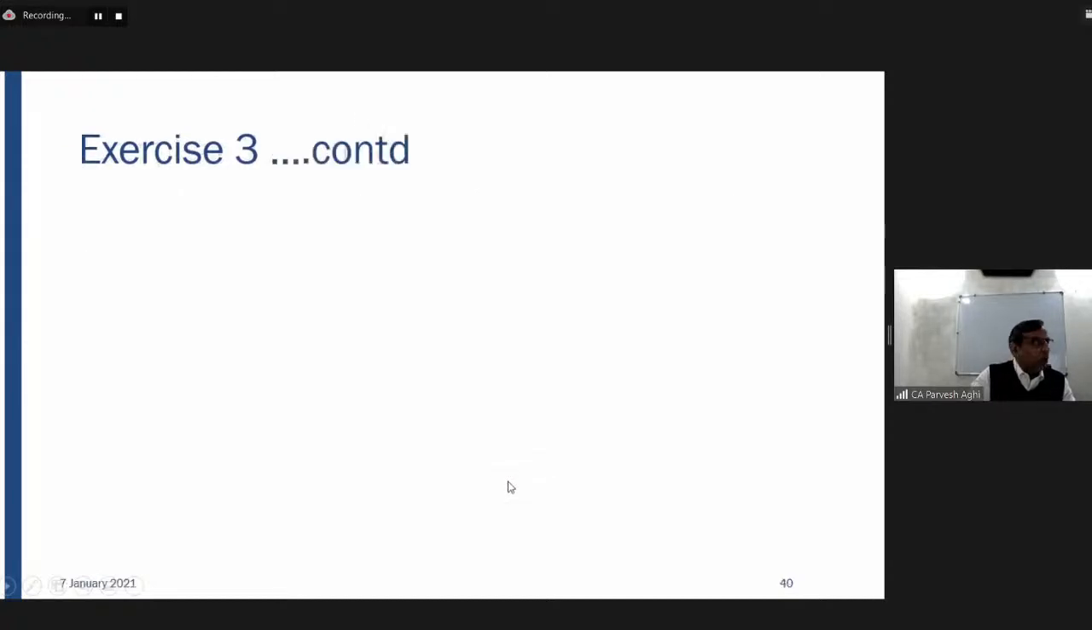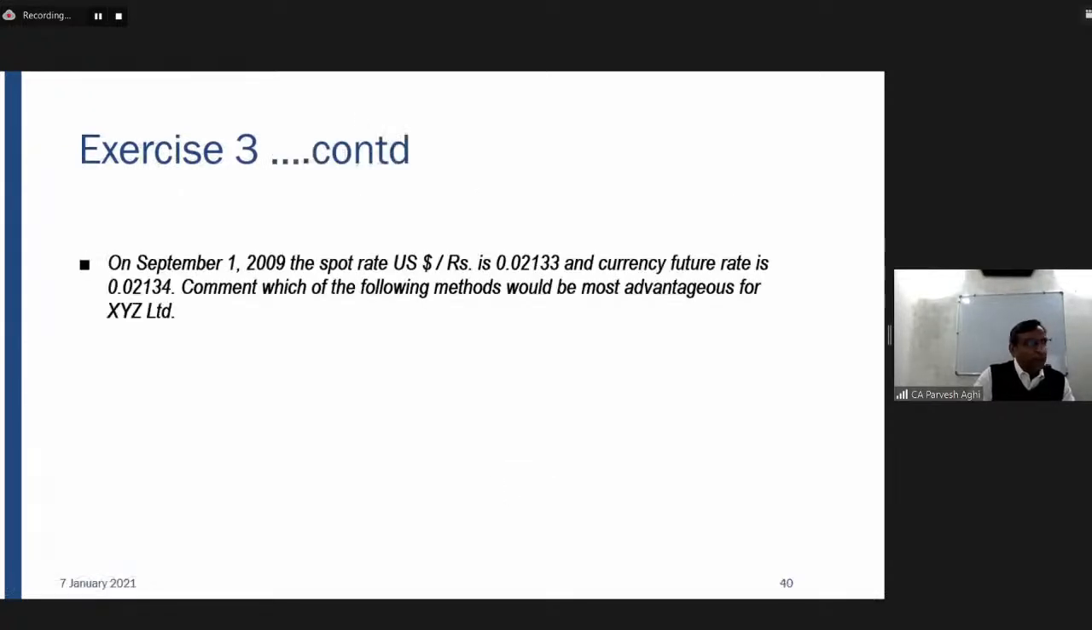On September 1st, the day when the payment is going to be received, as an exporter, the spot rate is given as 1 rupee equal to so many dollars. The currency future rate is also given. Normally we always take this as 1, but in this case this is the spot rate. It can be a future rate calculated on the weighted average rate of the last half an hour closing in the market.